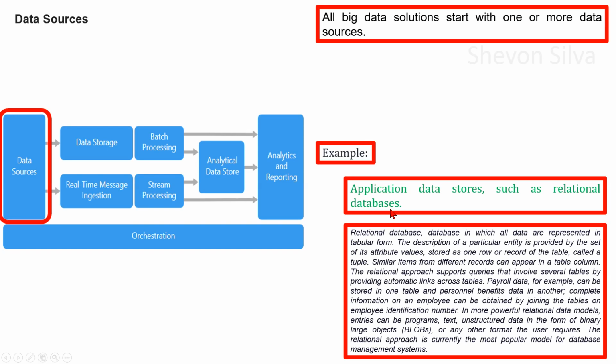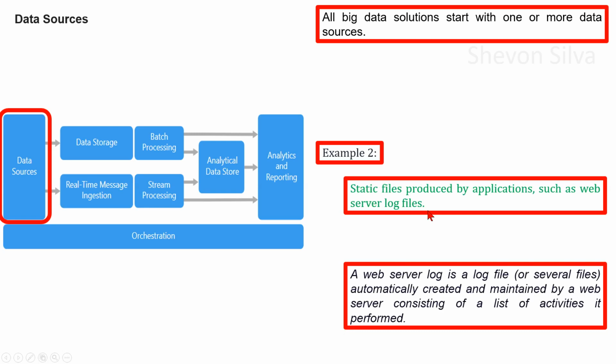Payroll data, for example, can be stored in one table and personal benefit data in another. Complete information on an employee can be obtained by joining the tables on employee identification number. In more powerful relational data models, entries can be programs, text, unstructured data in the form of binary large objects, blobs, or any other format the user requires. The relational approach is currently the most popular model for database management systems.